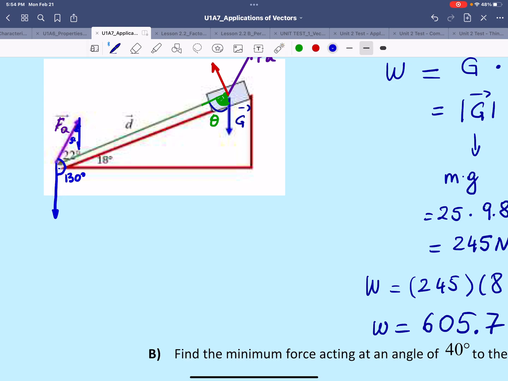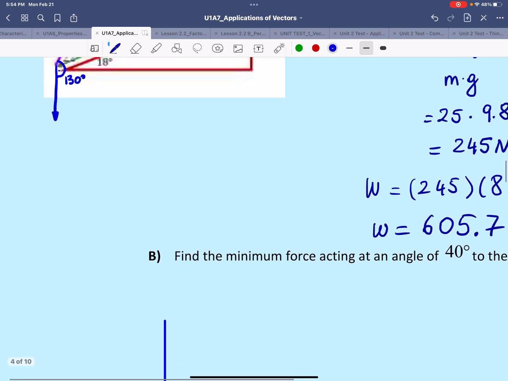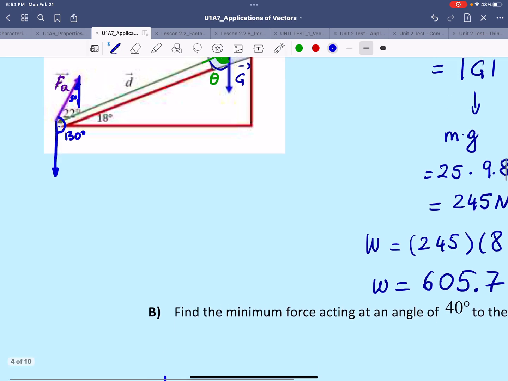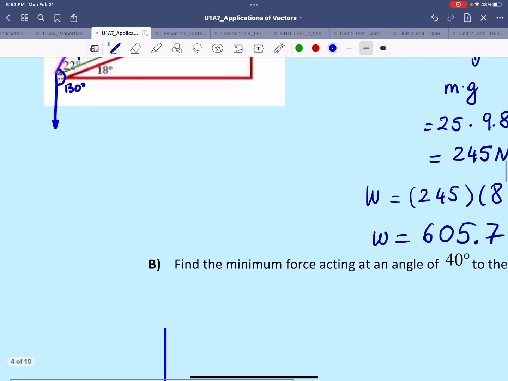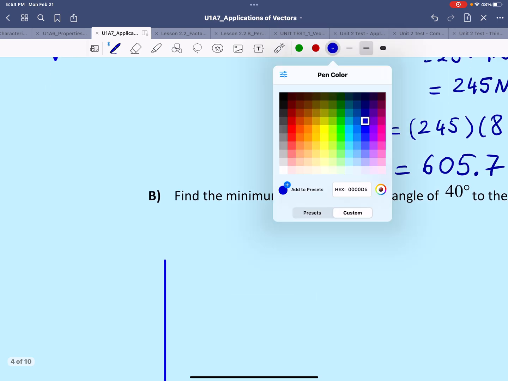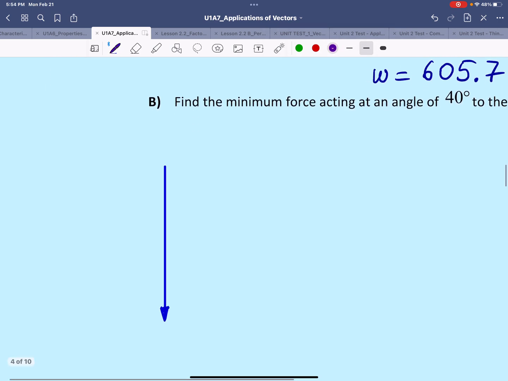So we're going to say that if gravity and FA are placed head to tail, that means that they will make together an angle of 50 degrees. So here goes the force FA, and here is the angle 50.